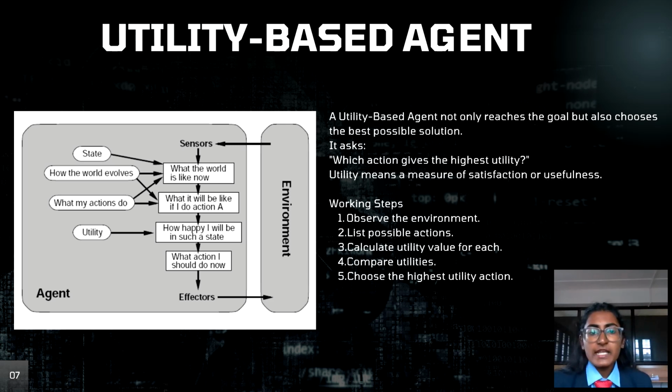Now, let us see the utility-based agent. The agent not only wants to achieve the goal but also wants to achieve it in the best possible way. Utility means the amount of benefit or satisfaction obtained from a particular action. The agent compares all the available options and chooses the one with the highest benefit.